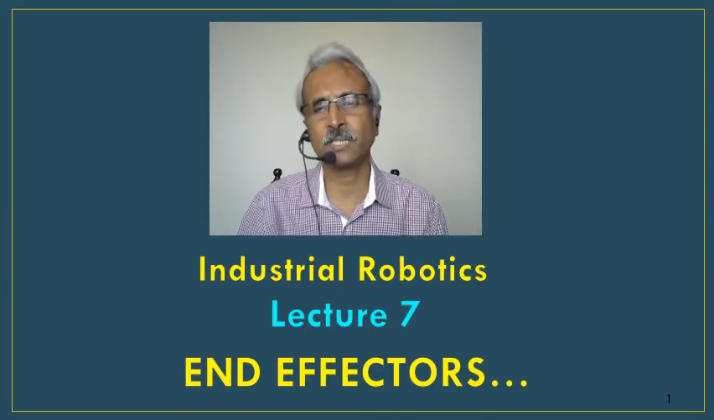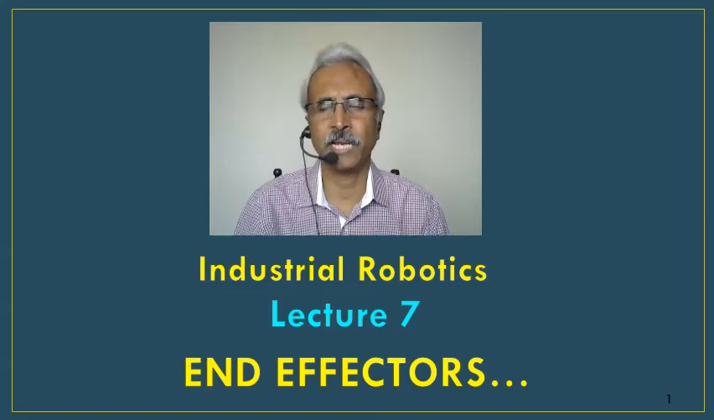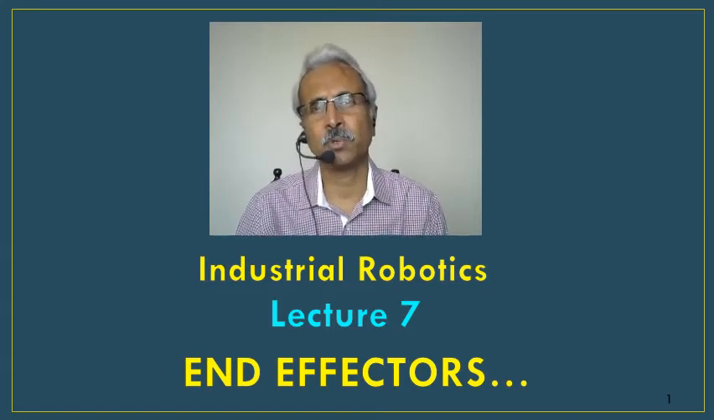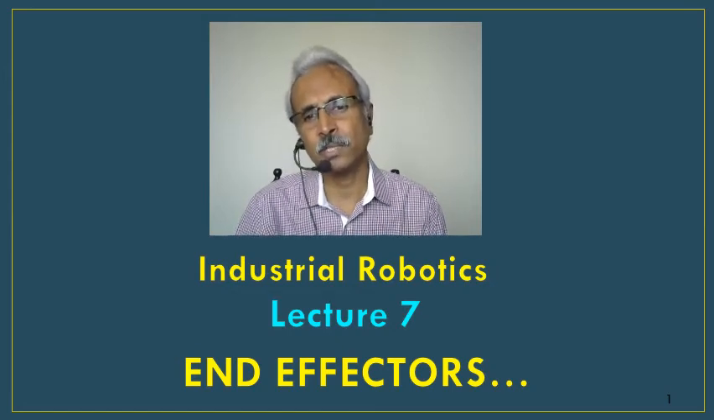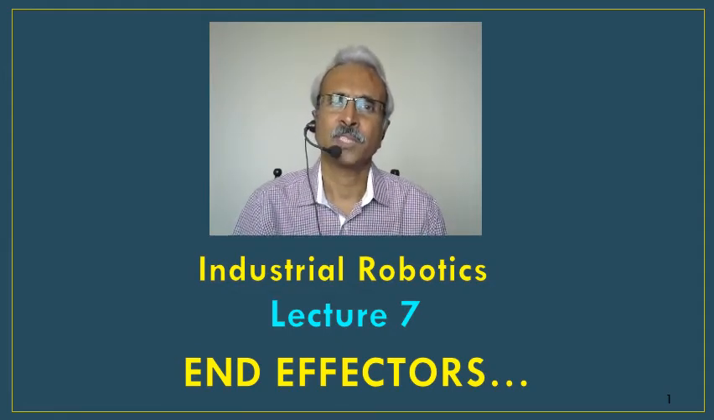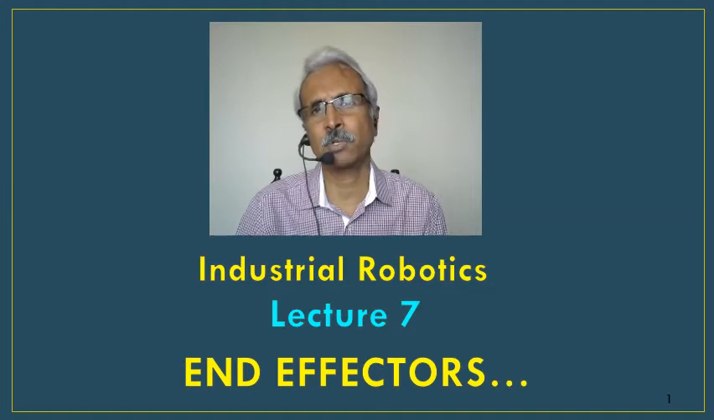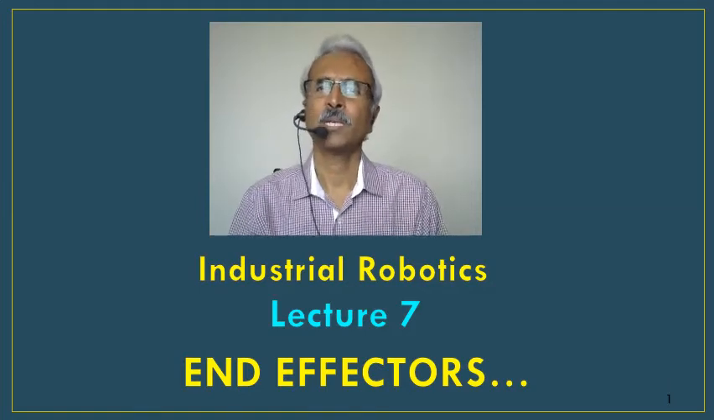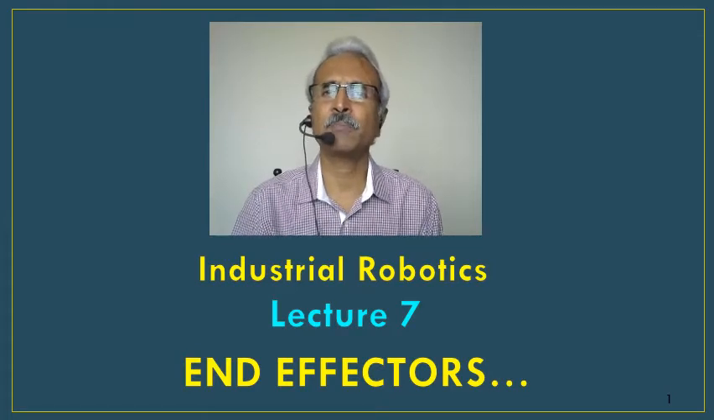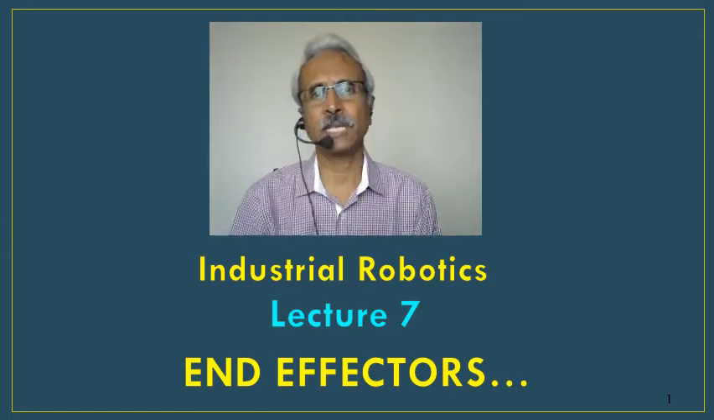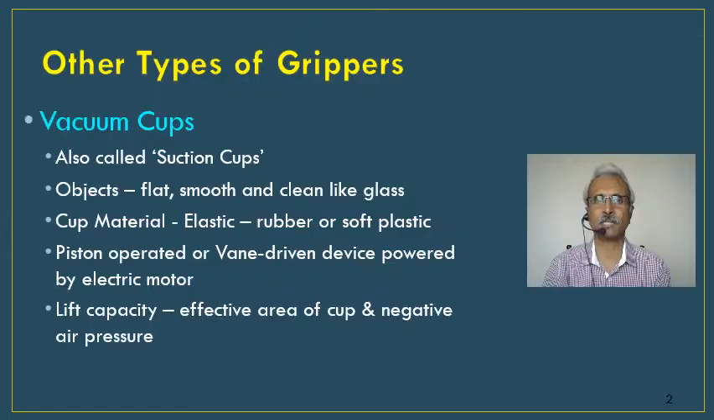So in lecture 6 we discussed end effectors, of course typically grippers. We discussed various things like classification and other things. So this lecture is a continuation of end effectors. In fact, in the previous lecture we discussed some standard types of grippers, but there are so many other types of grippers depending upon specific requirements. So let's see what the various types are in this lecture.